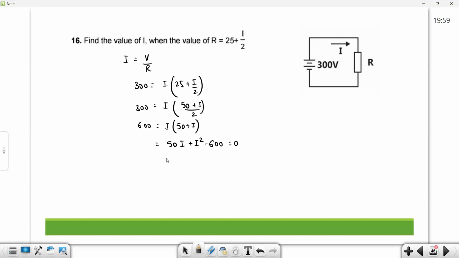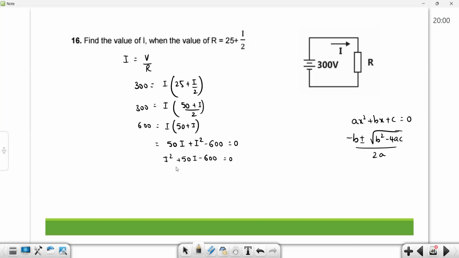If you arrange this, it will be in the form of I square plus 50I minus 600. Then it is like ax square plus bx plus c is equal to 0. This is the quadratic equation. For this, how will you find the roots or factors? Then minus b plus or minus under root b square minus 4ac, by 2a.